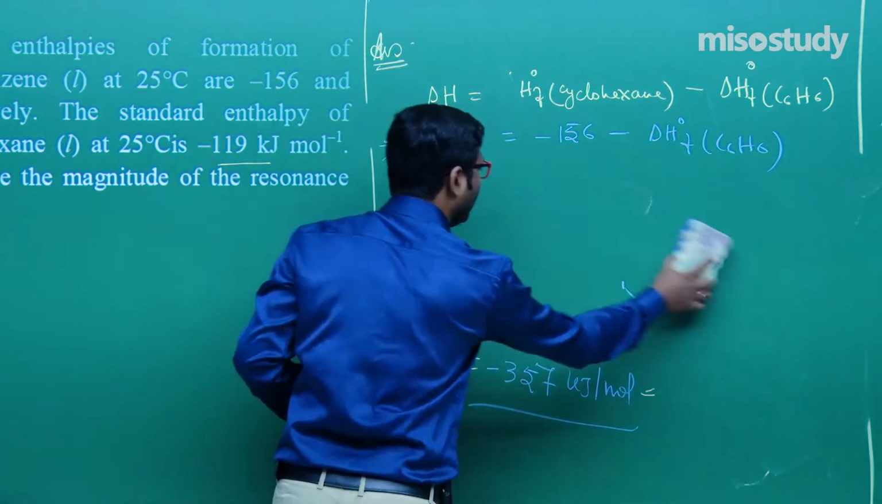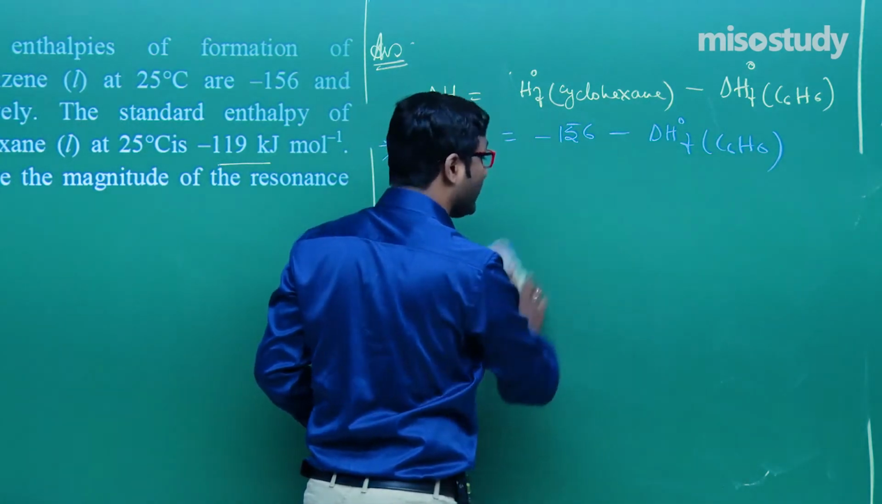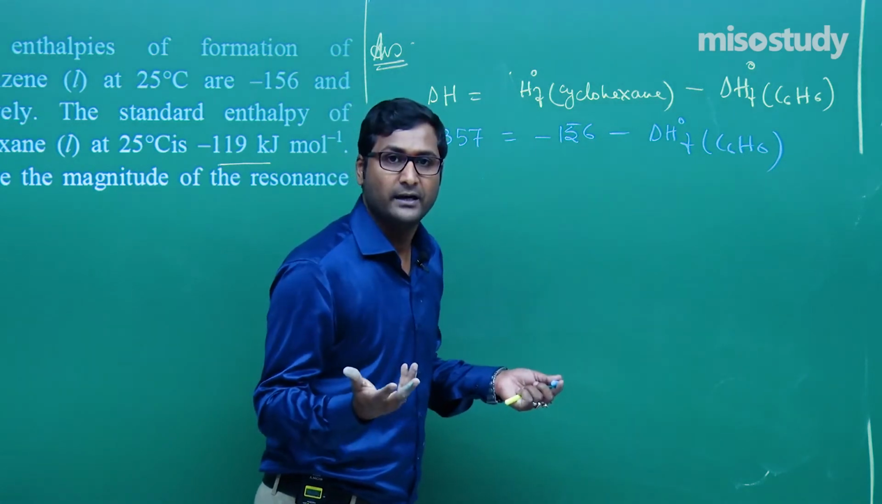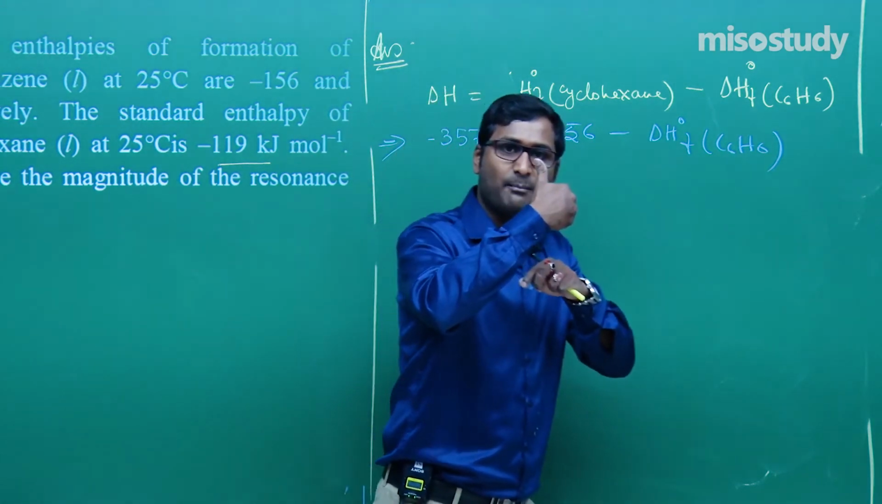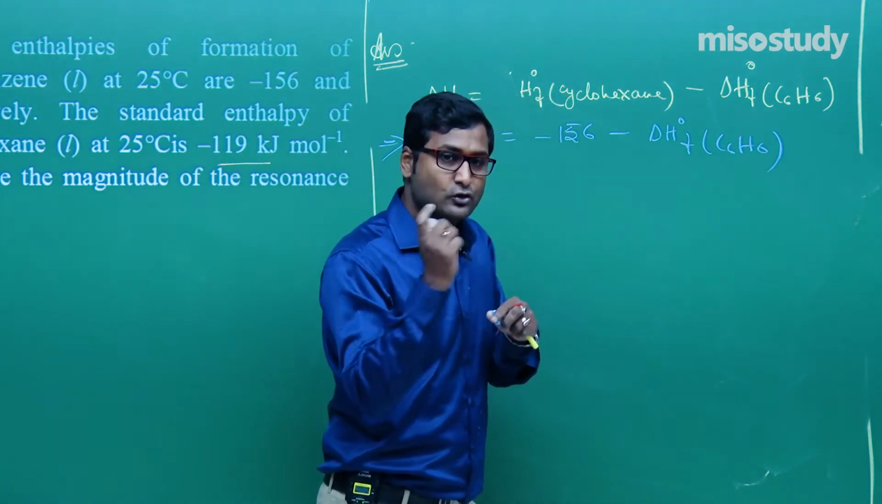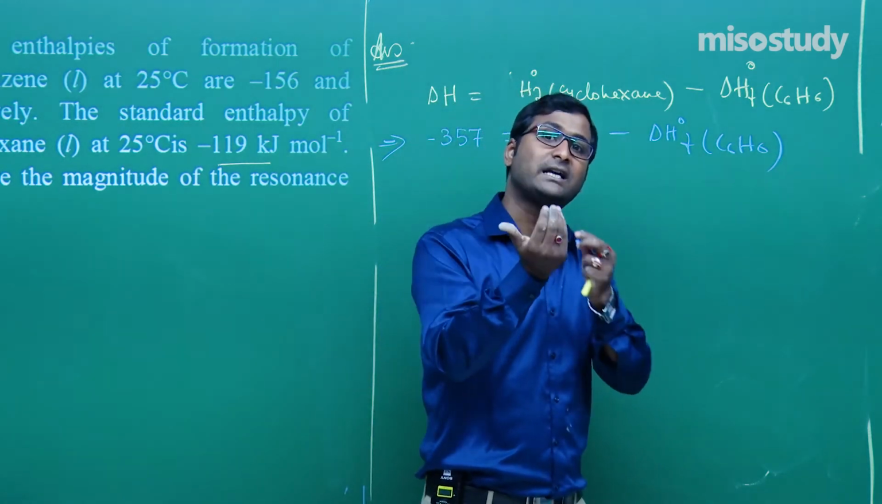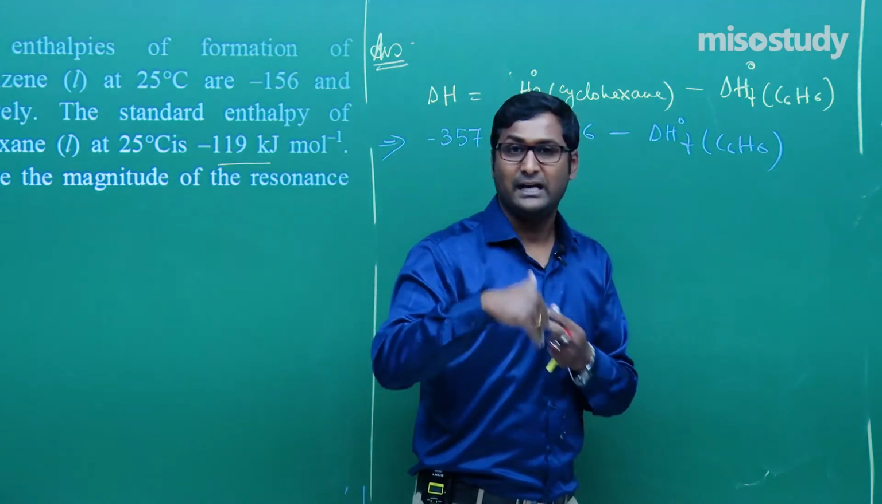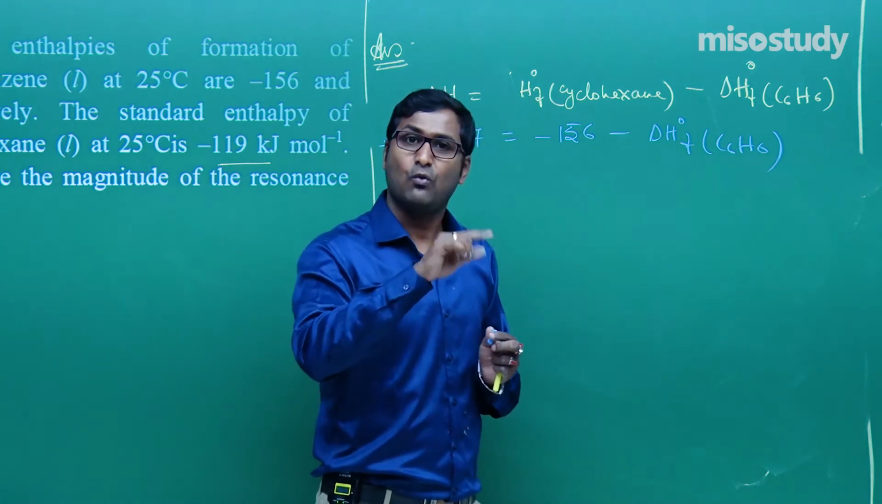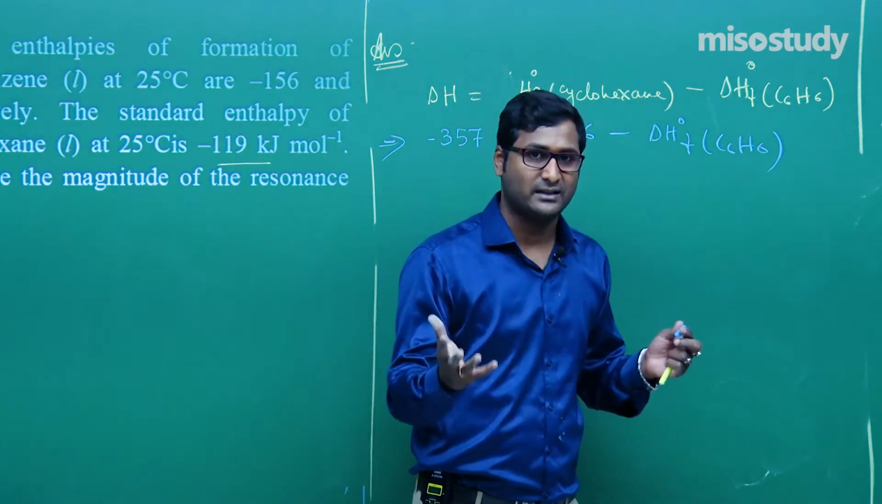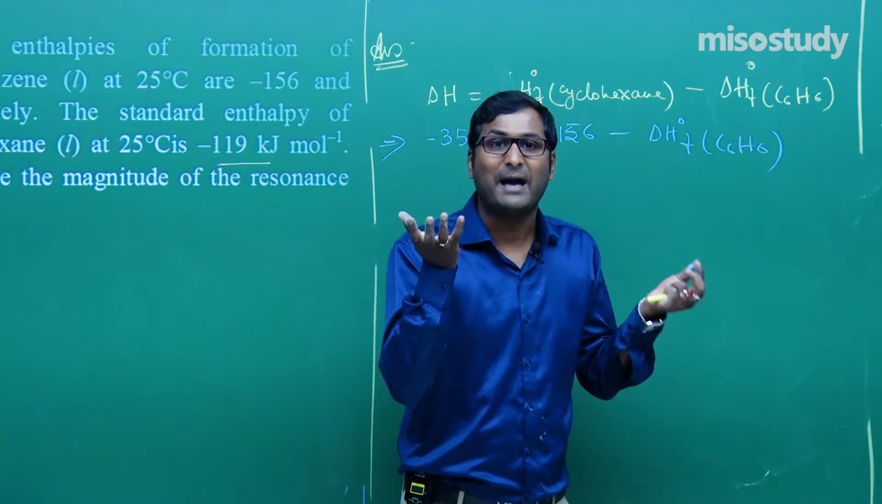Now, if you have any doubt, this is just a theoretical value because we assumed it. In cyclohexane there is breaking of one double bond. So if it is 119, then what about the case of benzene? There are 3 double bonds and they will be converted to single bonds. So minus 119 multiplied by 3, that is the theoretical value we have assumed.